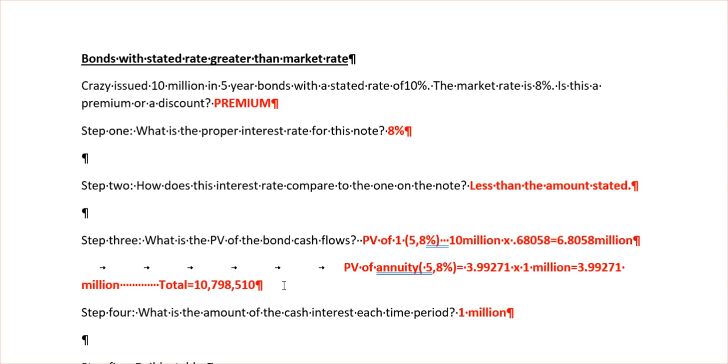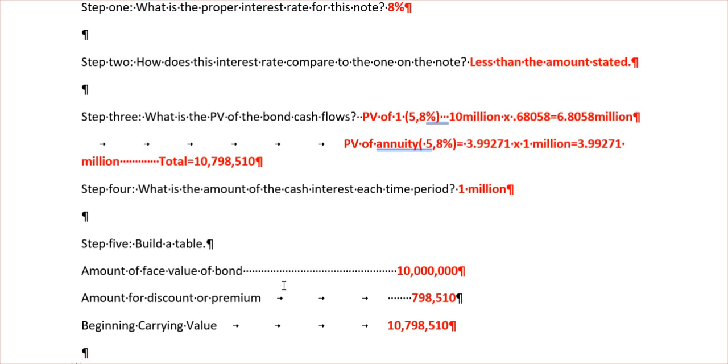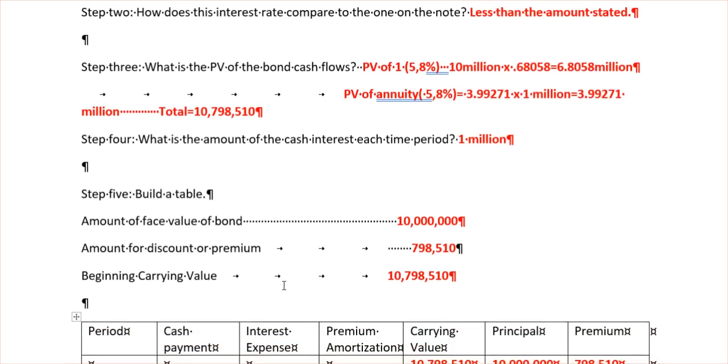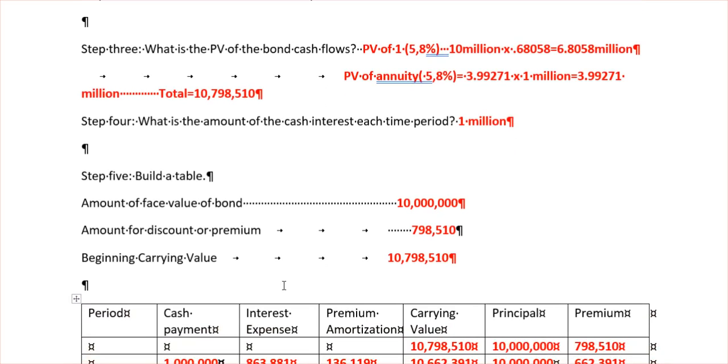We have to do all of these steps just to get us to the point where we can create the table. And so we don't stop at this point. We go forth with it. And when we present this, by the way, we are going to show these as 2 credits, which will increase our credit and increase our carrying value from 10 million to 10,798,510.